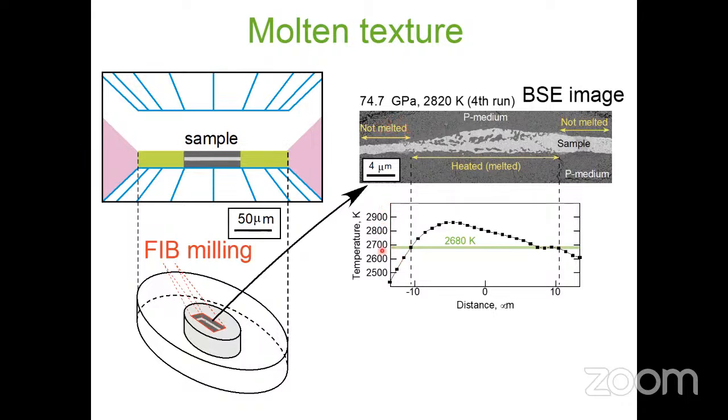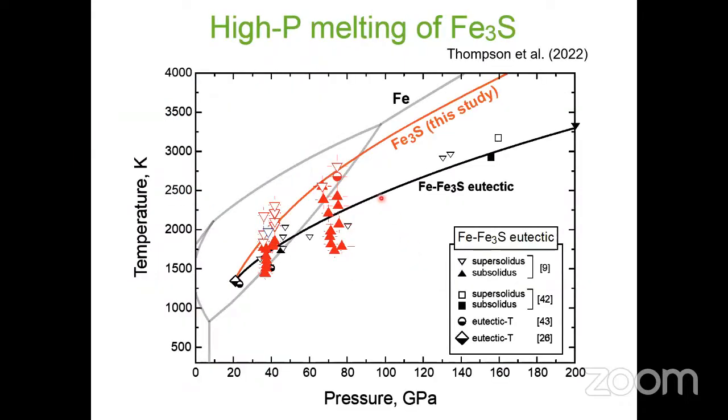And we collect information about the temperature profile like this. So this is temperature versus distance from the center. Comparing this SEM image and this profile, you can constrain that the melting point here happens at 2700 Kelvin. This is the data for the highest pressure point, 75 gigapascals. And we do the same thing for other data points to constrain the melting point.